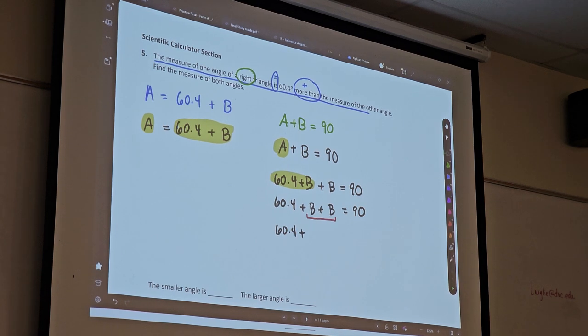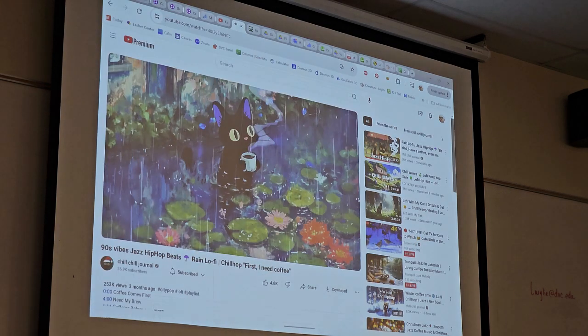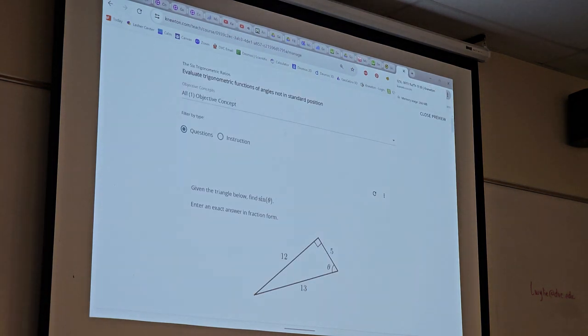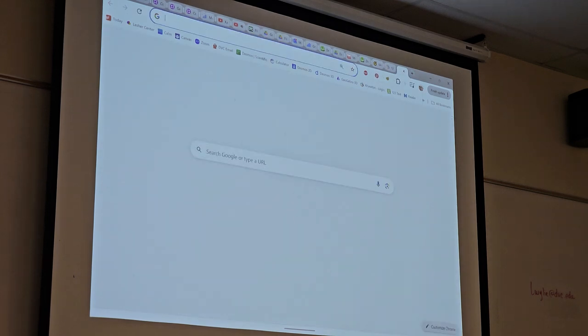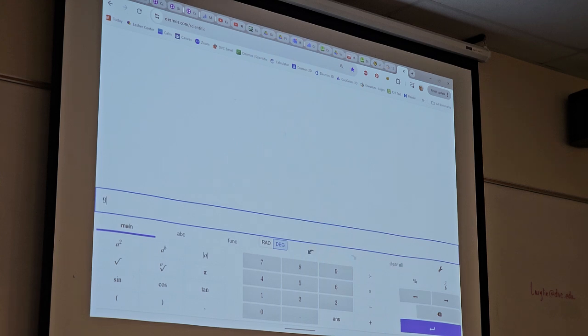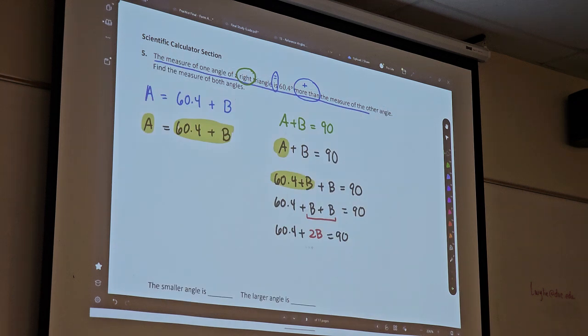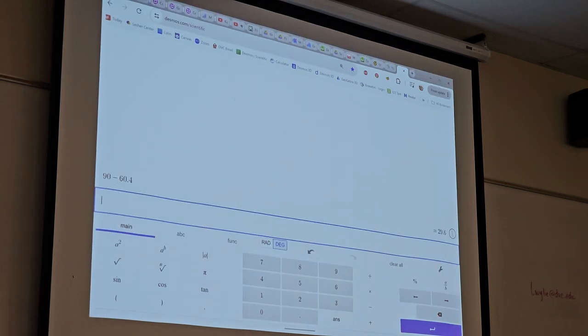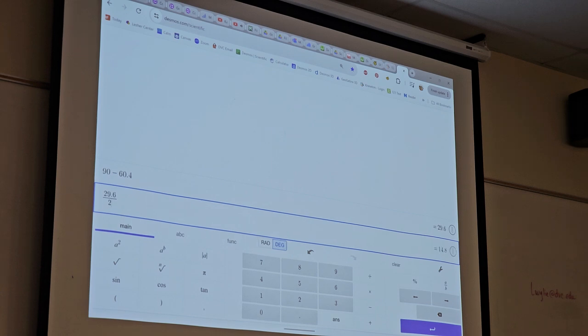It's fine. 60.4 plus 2 of these things is 90. Subtract 60.4 from both sides. I don't know what that is. I have a million calculators open. Nope, I hate that. 90 minus 60.4, 29.6. So 2B is 29.6, divide both sides by 2. 29.6 divided by 2. 14.8.